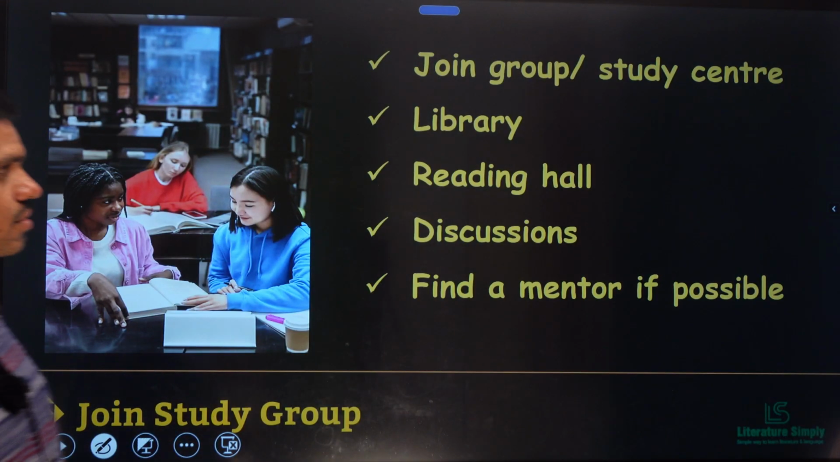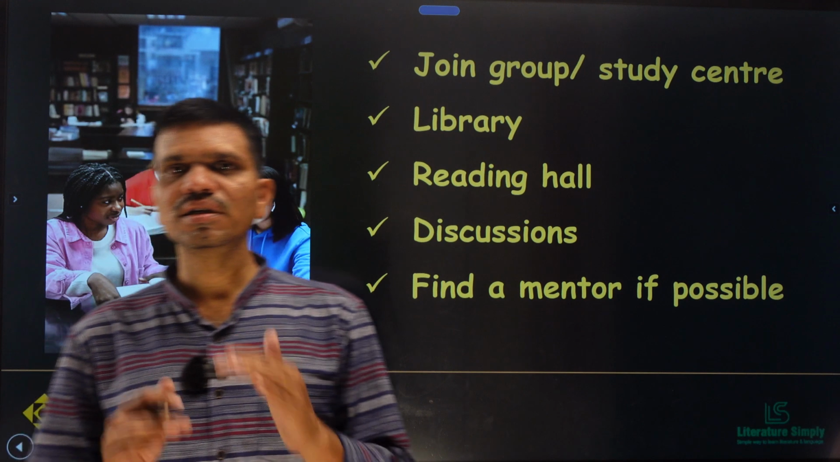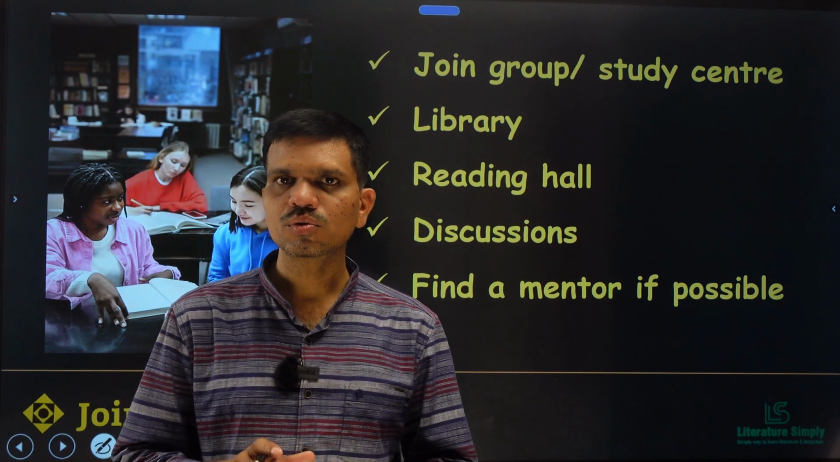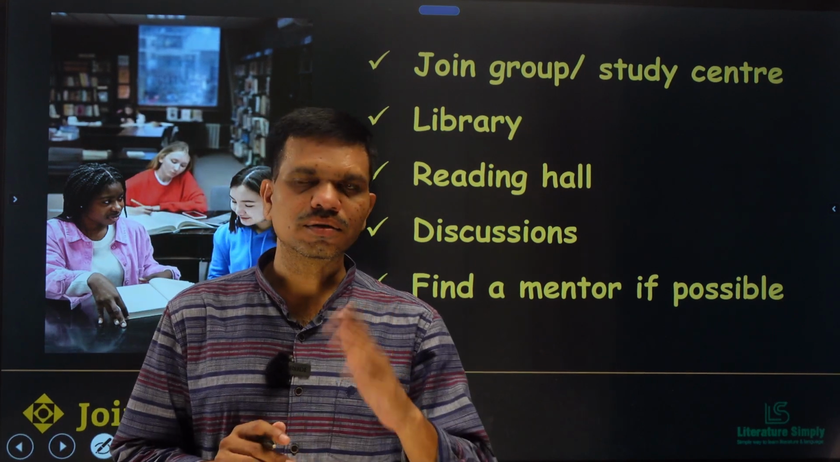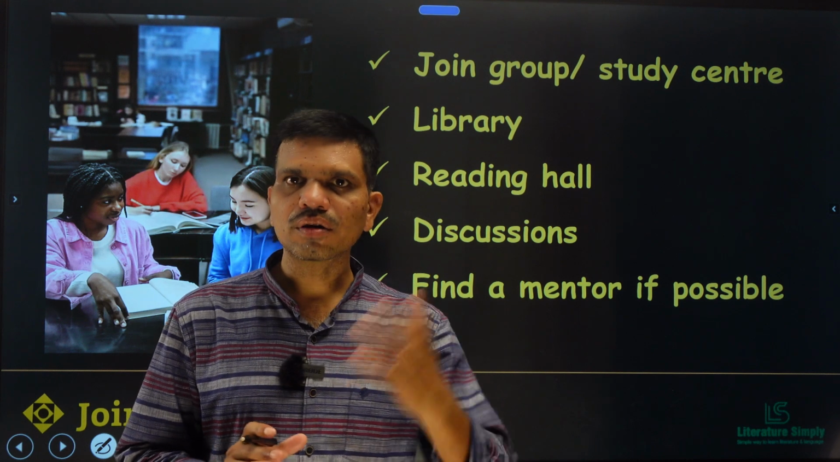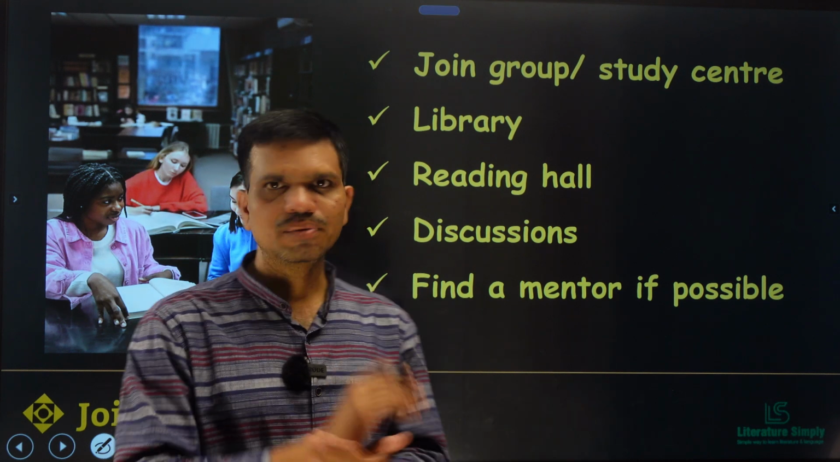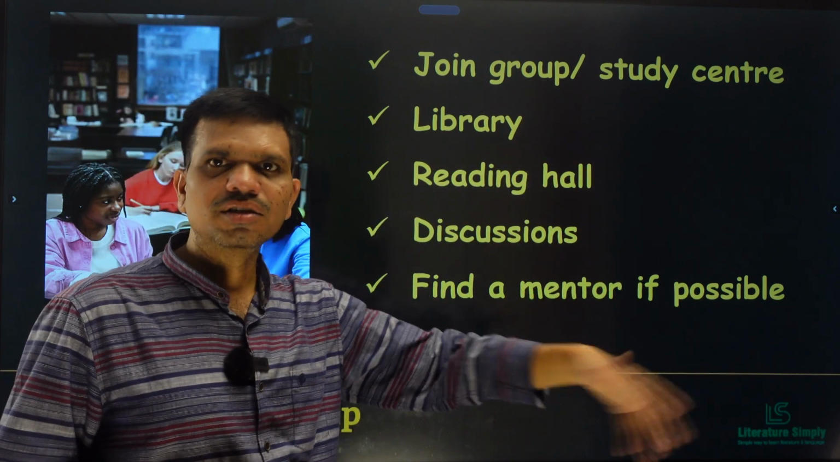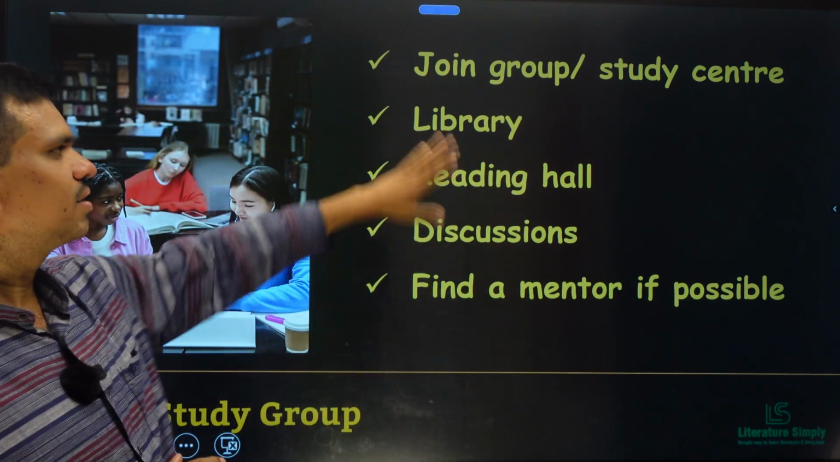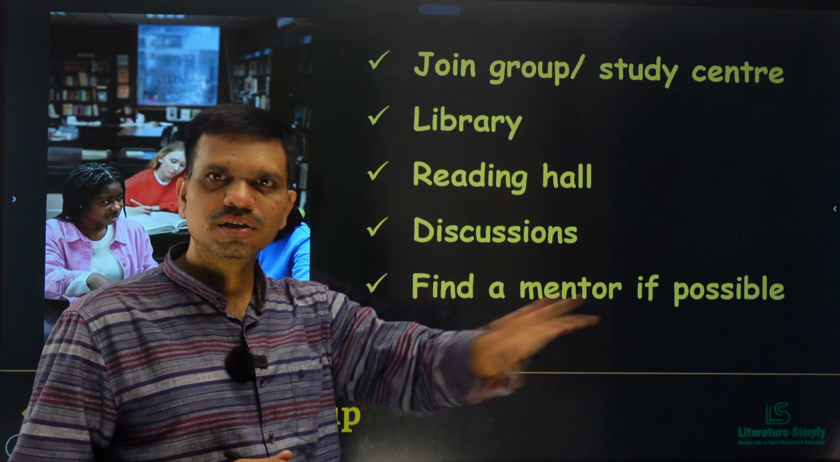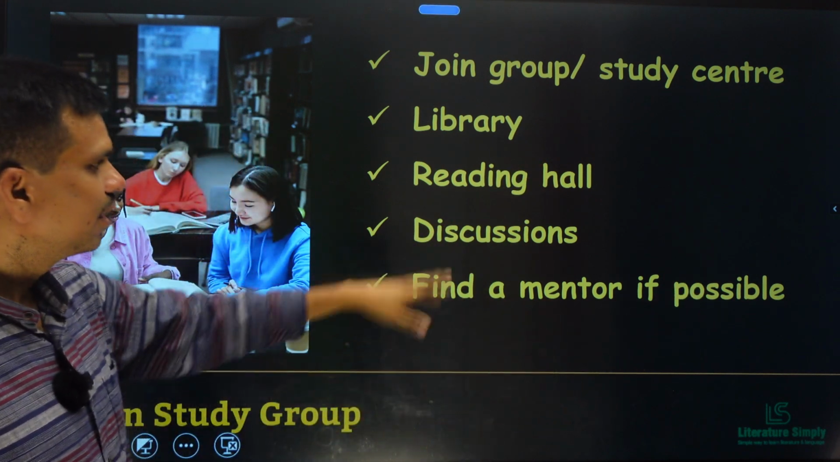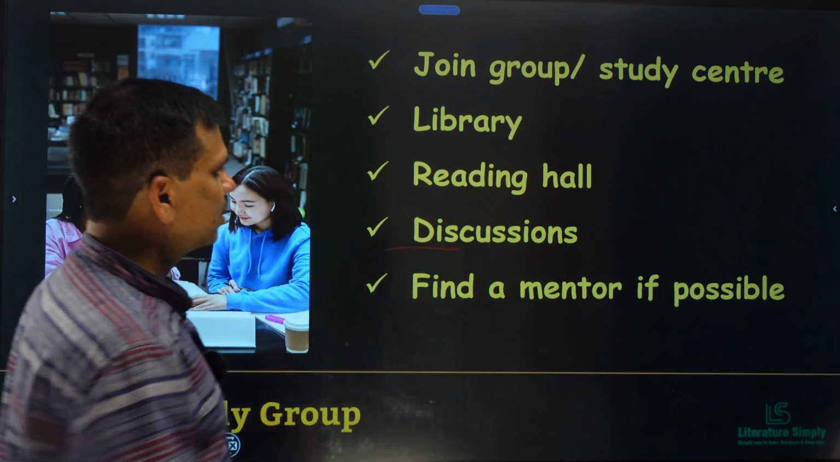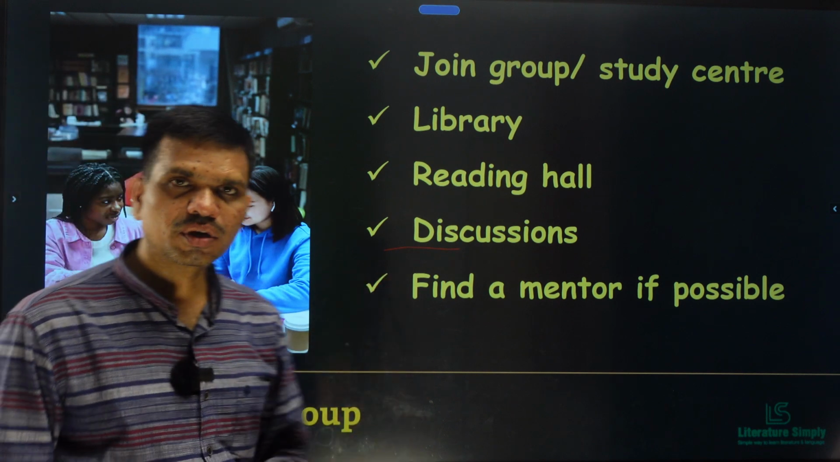Then join a study group. This is also important. If you are studying on your own, you need to have some friends or persons, boys or girls, who are preparing for the same examination. So you can join a group or study center in your city or in your place. Then you can join a library, you can join a reading hall. There you can find different types of students. Then you can engage yourself in discussions, because discussions are also important.